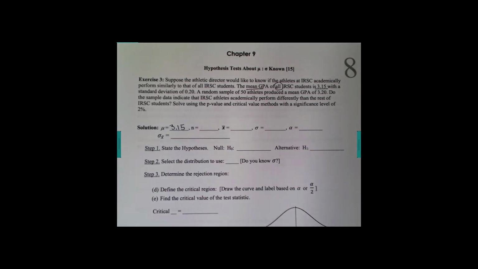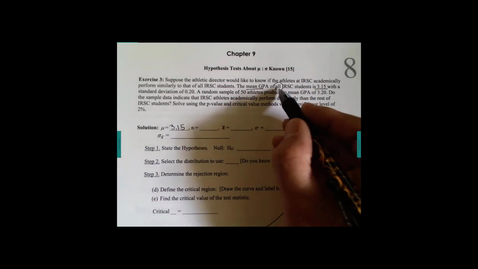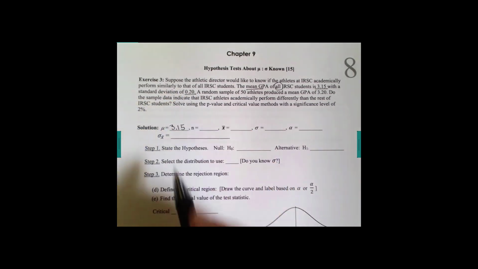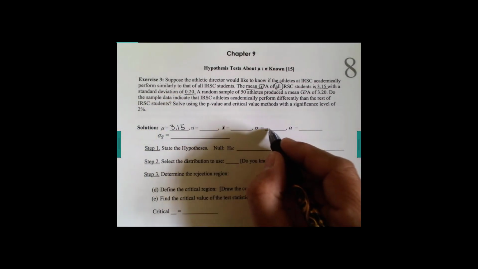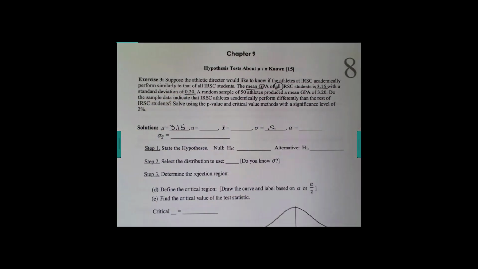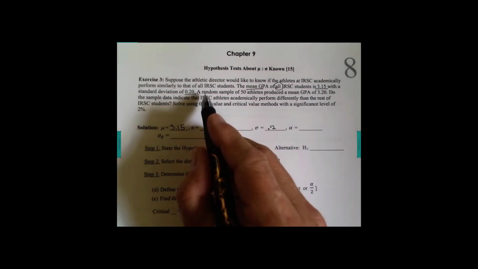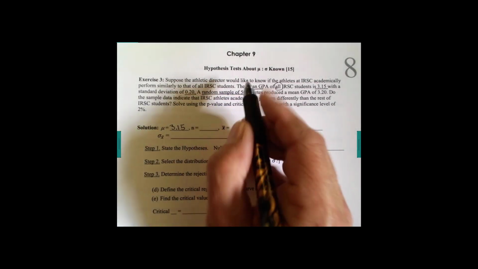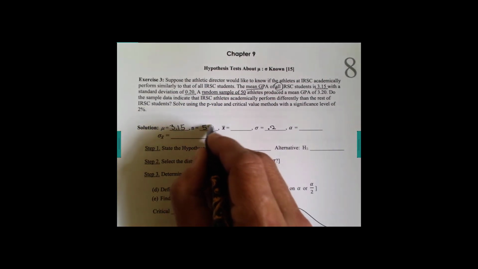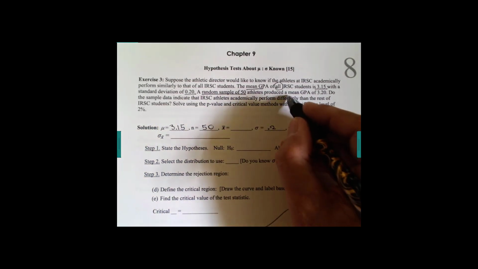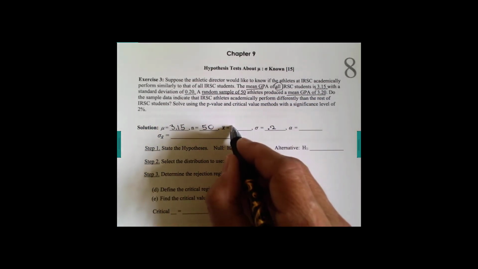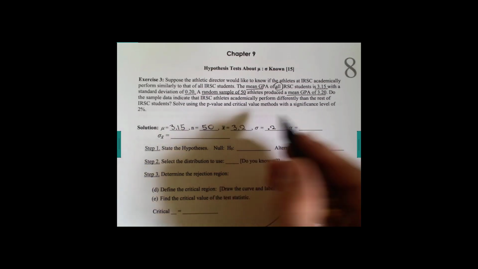And like I said, you should read through it at least one time before you start writing down information, then go back and read it again. There's a standard deviation of all. That's population, isn't it? 0.2. Okay, so we took a random sample of 50 athletes, and that random sample gave us a mean GPA of 3.2. That's my sample mean, isn't it?